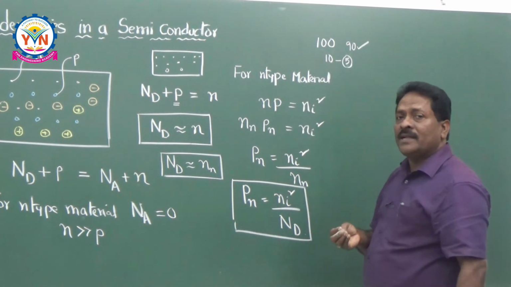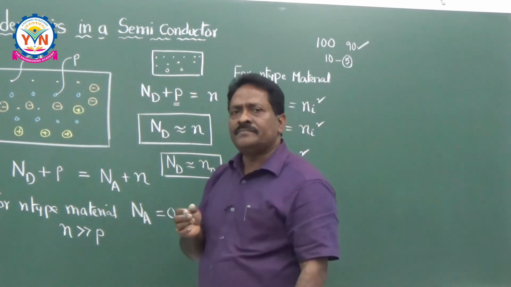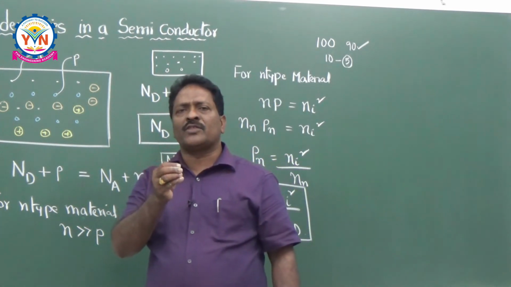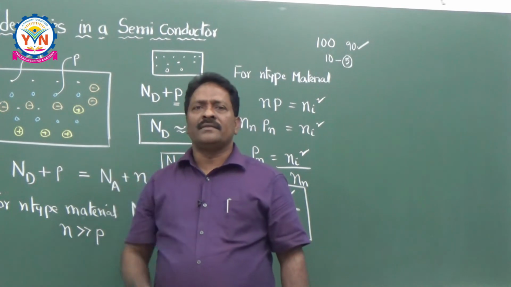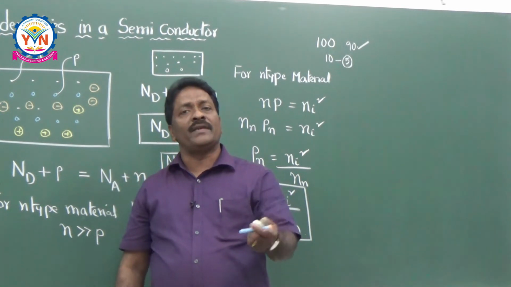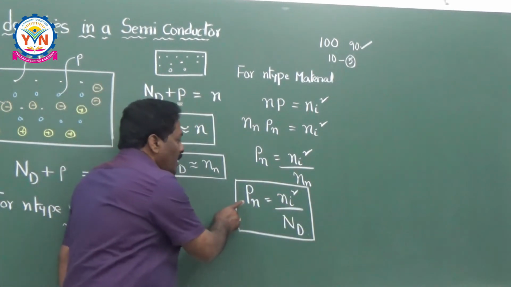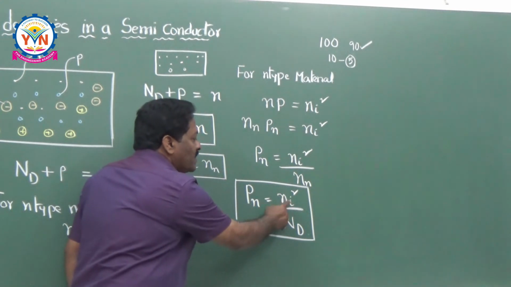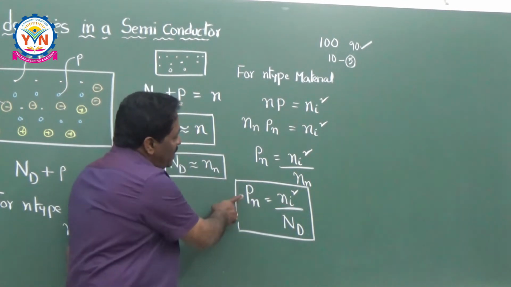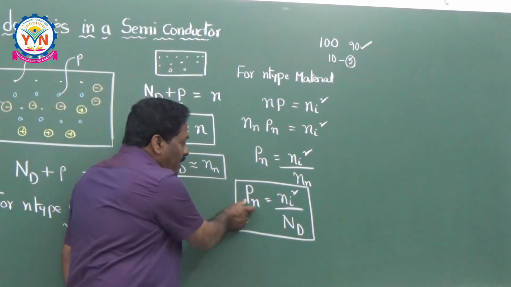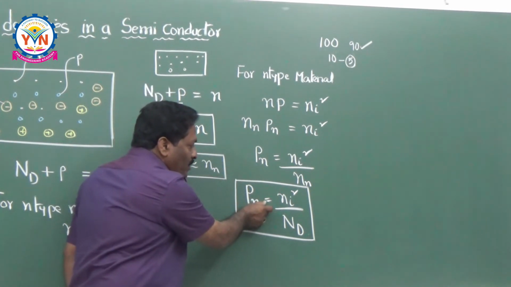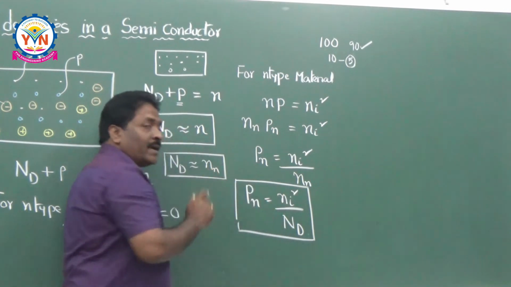So very simple, my dear friends, everywhere minority carriers are much more important to tackle. If you tackle the minority carriers, then definitely your result will be excellent. So Pn is equal to Ni square by Nd. What is this Pn? Holes in N type. That means minority carrier concentration must be equal to Ni square divided by Nd.